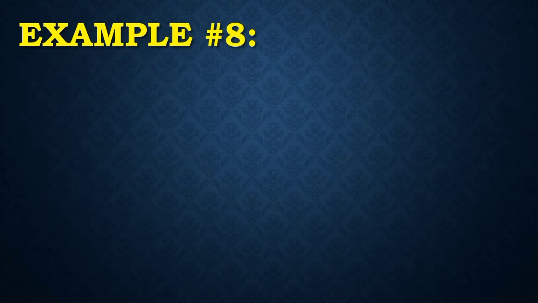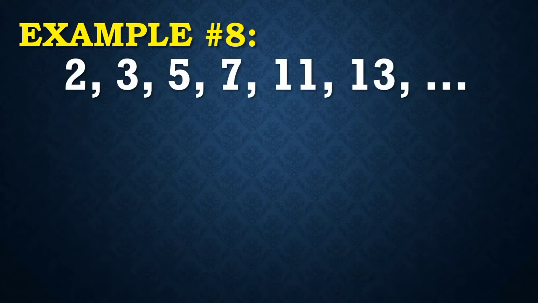So, for our next example, number 8: 2, 3, 5, 7, 11, 13. So, 3 over 2, and then magiging 5 over 3. Wala pong common ratio dyan. So, this is not a geometric sequence. Pero, ang tawag po dyan sa mga nakalista na yan ay mga prime numbers. So, set of prime numbers.